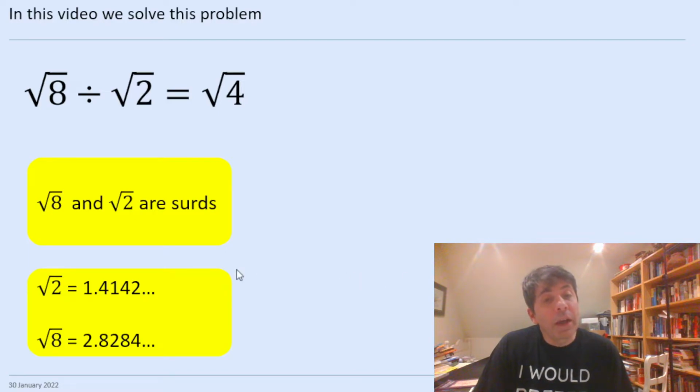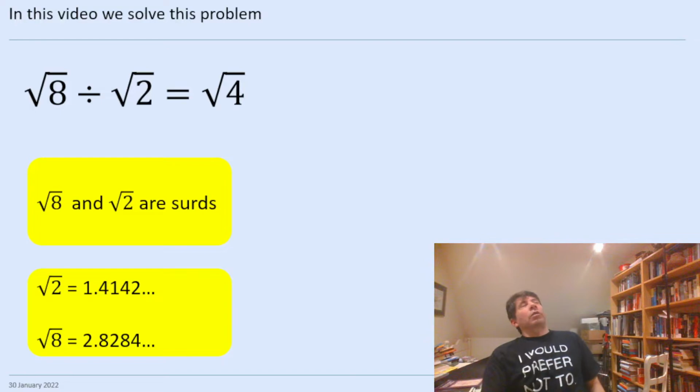equals root 4, because the root of 8 divided by the root of 2 is just equal to the root of 8 divided by 2. That's how it works. Just as in the last video, we had the square root of 8 times the square root of 2 equals the square root of 8 times 2. In this one, we've got the square root of 8 divided by the square root of 2 equals the square root of 8 divided by 2. So root 8 divided by root 2 equals root 4.